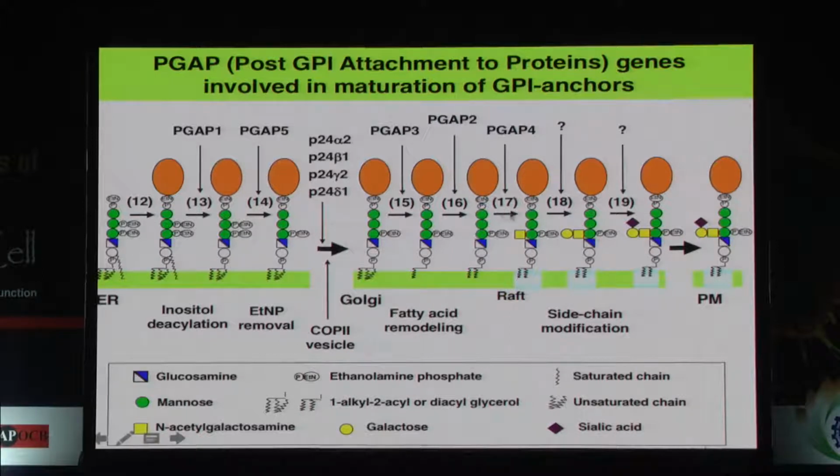And some GPI anchor proteins get the N-acetylgalactosamine side branch after fatty acid remodeling. For this addition, PGAP4, which is a recently identified N-acetylgalactosamine transferase, is responsible. And the enzymes for the galactose transfer and sialic acid transfer are currently unknown. And then the GPI anchor proteins are expressed on the cell surface. So this is an overview of how the GPI anchor proteins are generated in human cells.